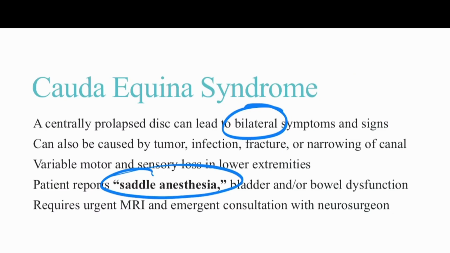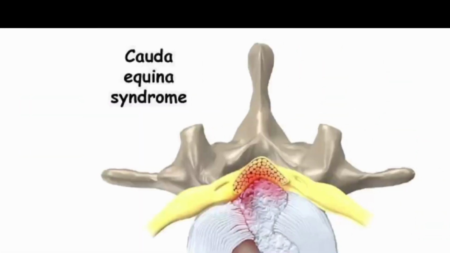Okay, urgent MRI, urgent consultation with neurosurgeon for these patients. Anyone coming in with saddle anesthesia and you think they have a cauda equina, get imaging and get neurosurgeon on the case immediately. So you can see here, right in the center, and we're pushing on the central part of that spinal cord, both sides are now going to be affected. And that's what cauda equina is.